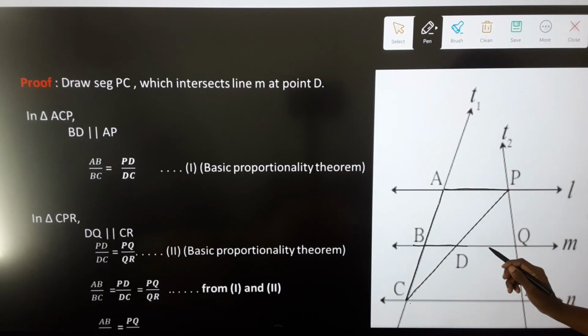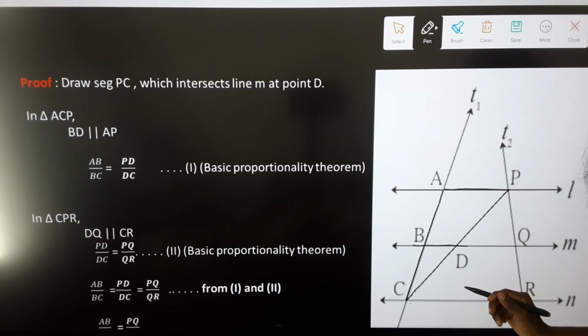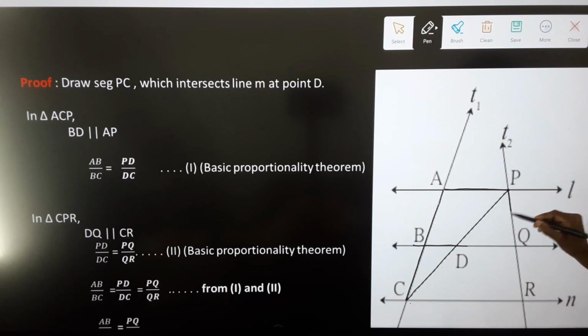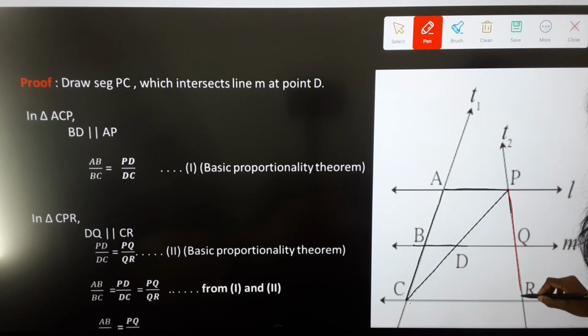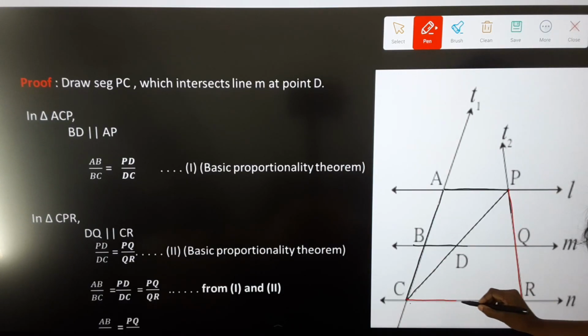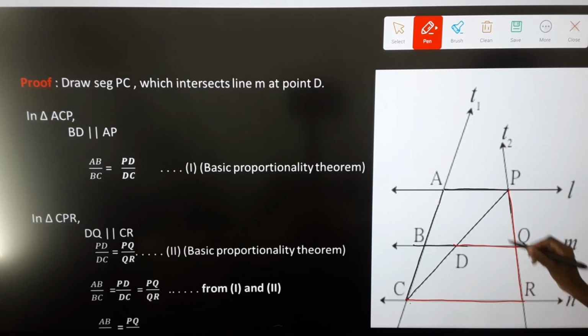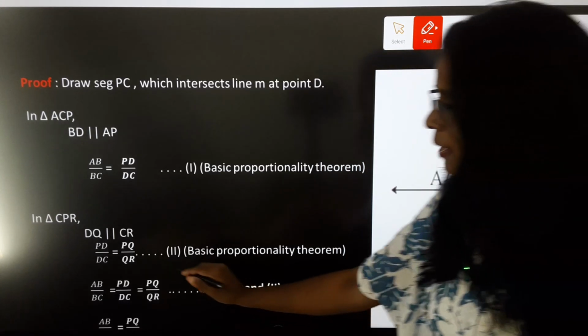Then the another triangle which we got by the construction is PCR, this triangle, students. Okay. See here, this triangle. Now this DQ is also parallel to CR. So by applying BPT here, we have PD upon DC is equal to PQ upon QR. So call it the second equation.